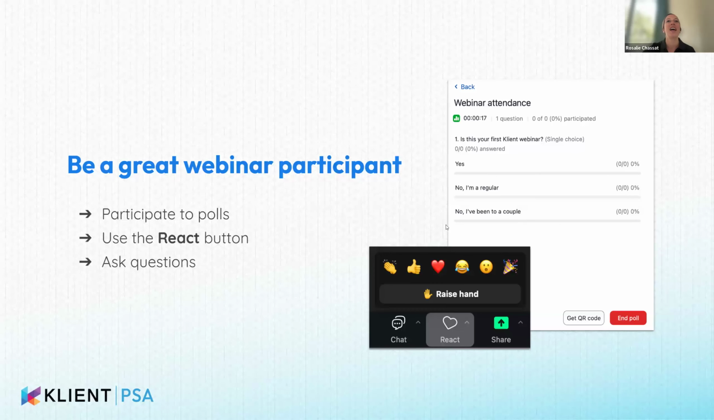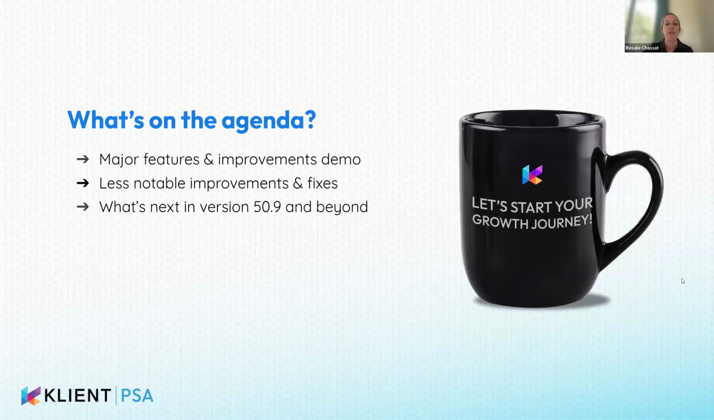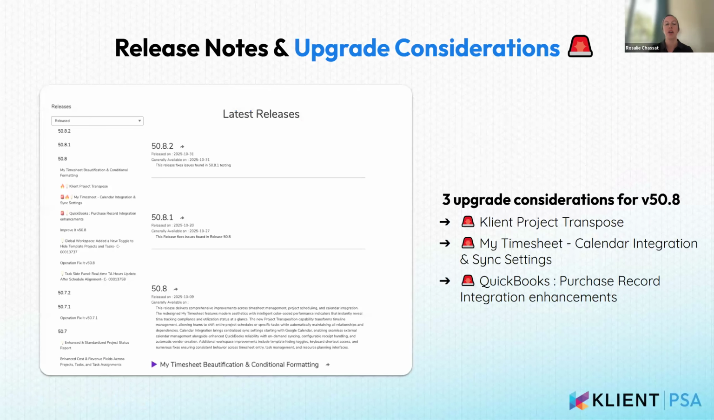All right, let's have a look at our agenda for today. So last month we covered version 50.7, which wasn't as robust, but we used the rest of the time to talk about AI, and we will do that again today. This month we present to you version 50.8, that was released last week, so Monday, October 27th. And we'll talk about major features, improvement for that version, a couple of minor improvement and fixes, and we'll finish with what's in our roadmap for 50.9.